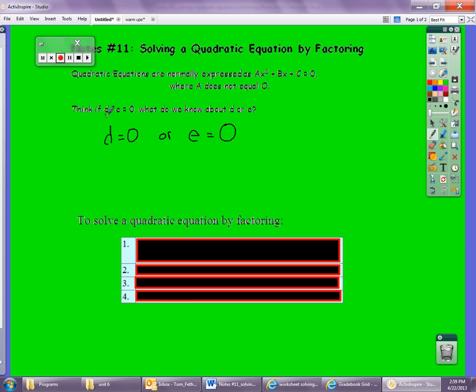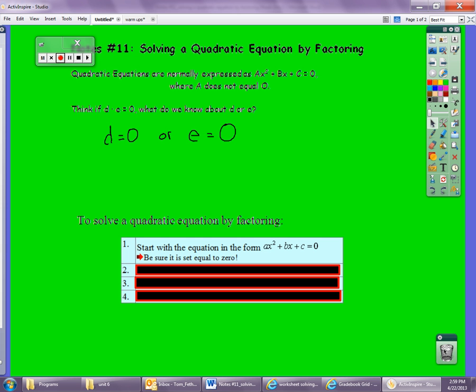So now to solve using that, we're going to think about solving a quadratic equation. We have 4 steps. First thing we have to do is write the equation in the form ax squared plus bx plus c equals 0. That's very important, that it has to equal 0. Some of the equations are not going to equal 0, so we have to set them up so that they do equal 0. And be sure it's set equal to 0.